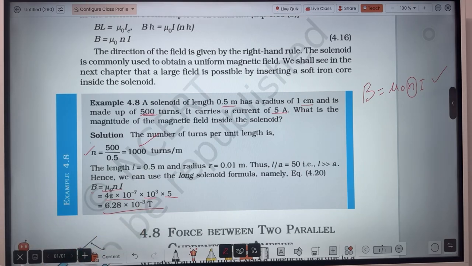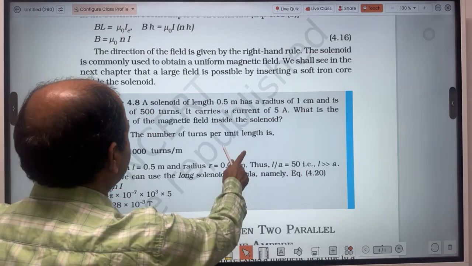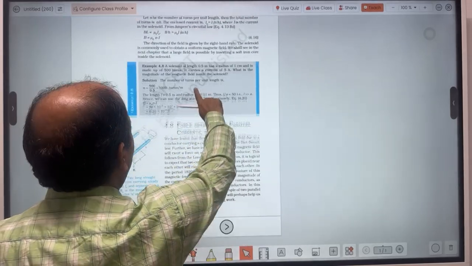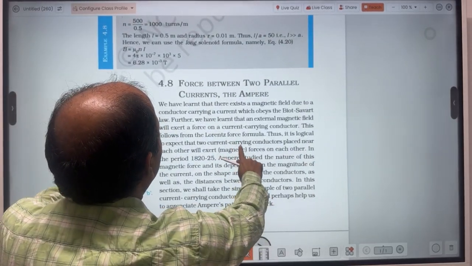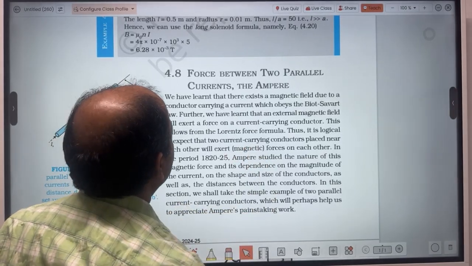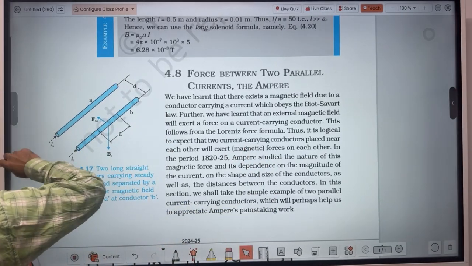So I think it's clear. Now let's see the next thing, force between two parallel conductors, two parallel currents.